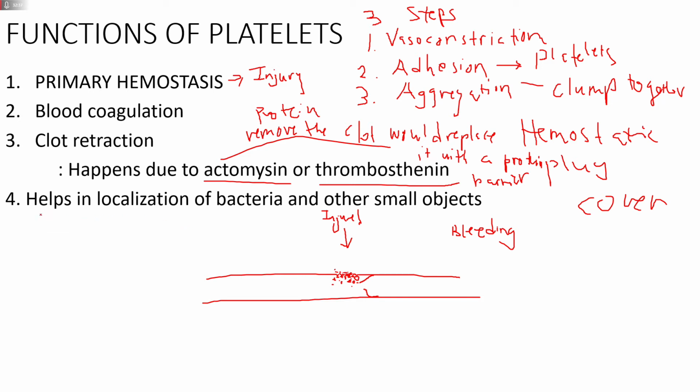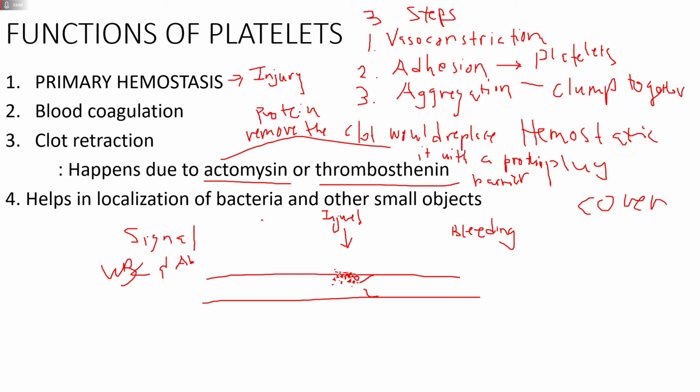Now, your platelets also help in the localization of bacteria and other small objects. So, pag yung platelets nyo may na-encounter siyang bacteria, may na-encounter siyang mga foreign materials, they would signal WBCs and other antibodies to come and kill the foreign organism or bacteria.